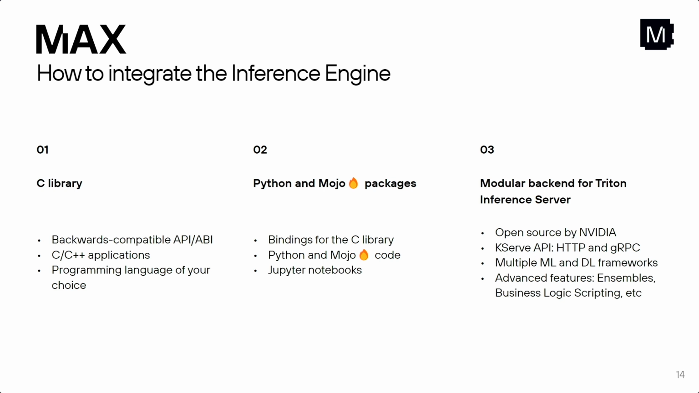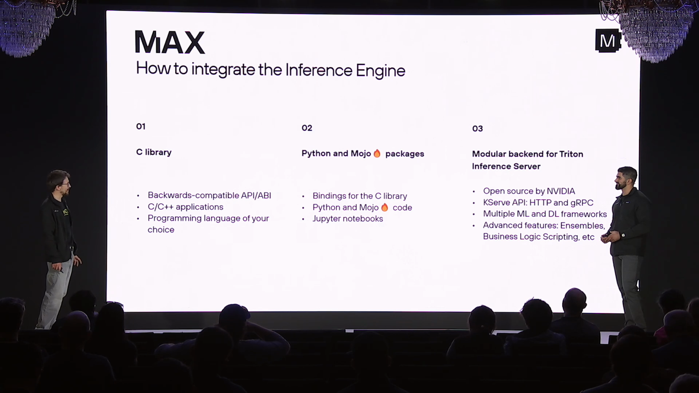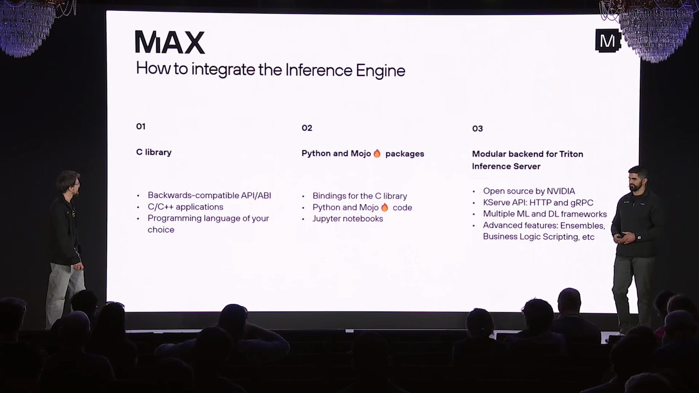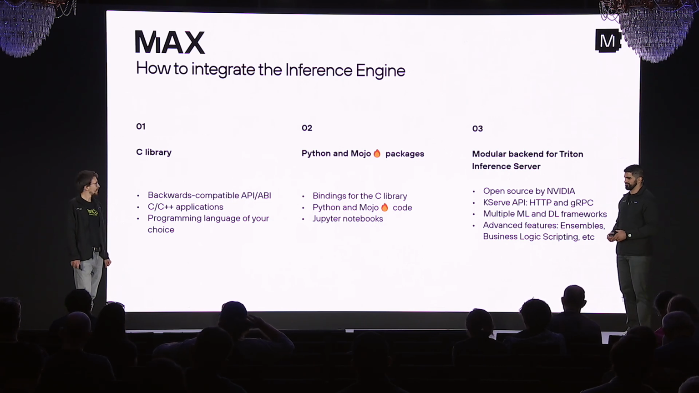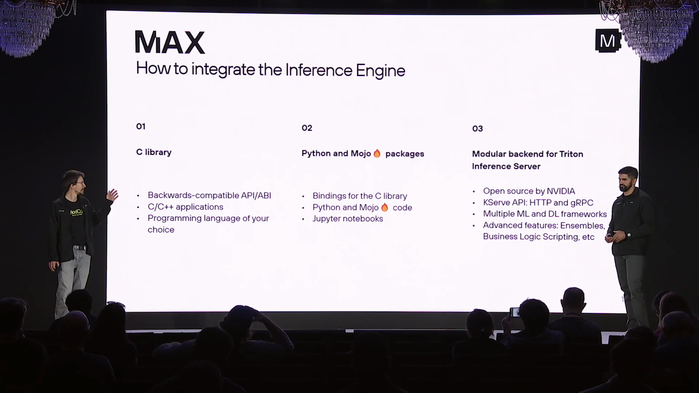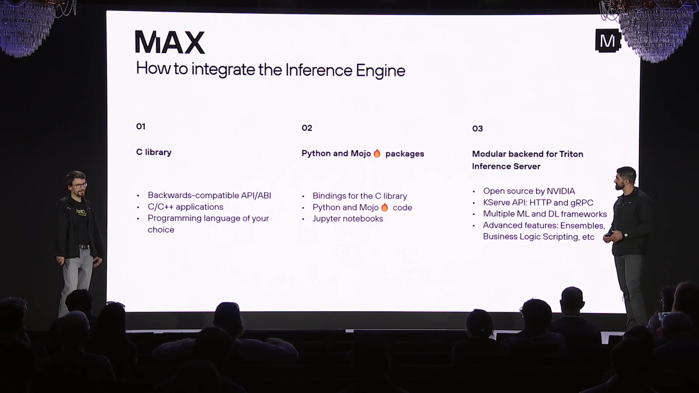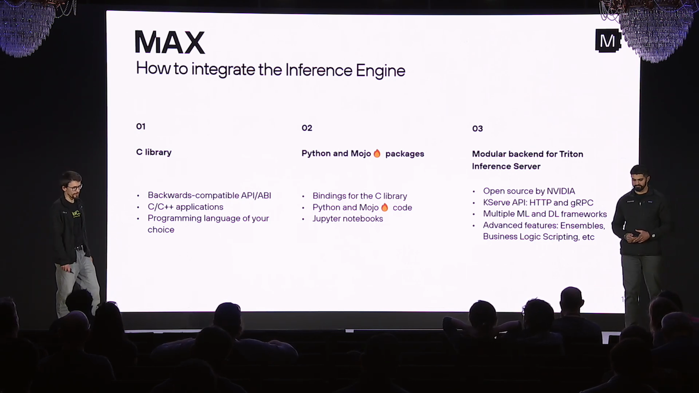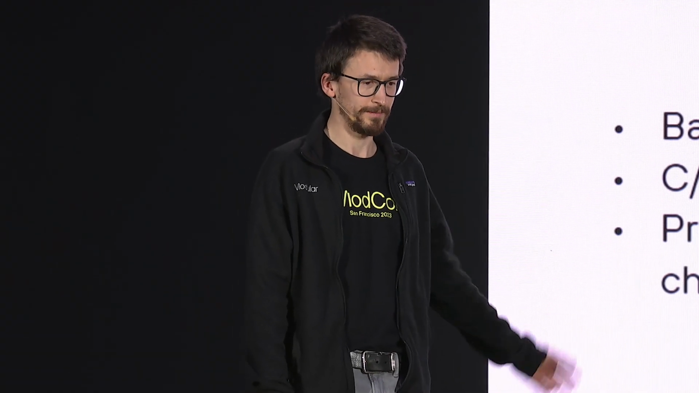Now let's talk about the ways we can use the inference engine in our applications. We are releasing a low-level C library. It's a backwards compatible API and binary interface that you can link into your C and C++ applications, or you can use it in a programming language of your choice. Another option is Python and Mojo packages. It's a high-level API and essentially bindings for the C library. It's easy to use from Python and Mojo code and in Jupyter notebooks. That's what we saw in our previous demo.